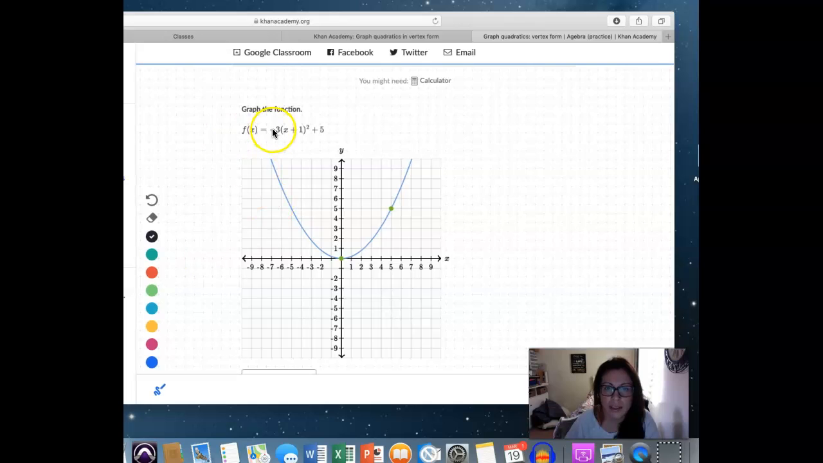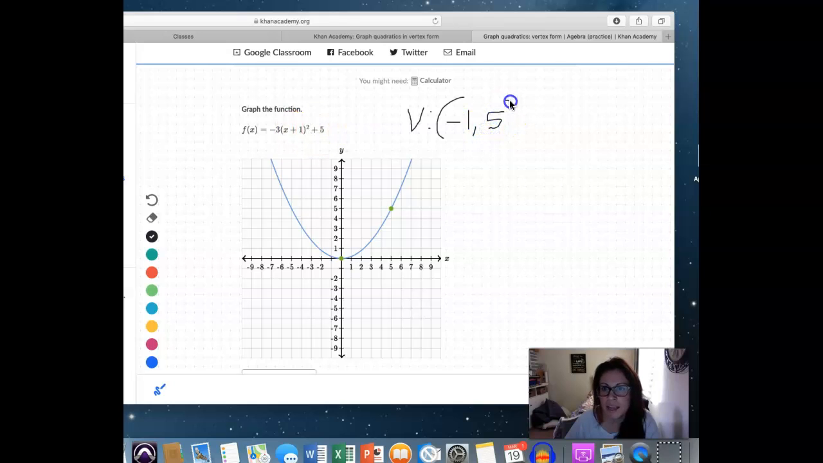Okay, so again, this is another negative. So I know my a value, my parabola is sad. It's going to open downward, which means it's going to have a maximum point. My vertex is at the opposite of a +1, which is a -1, and 5 stays the same.